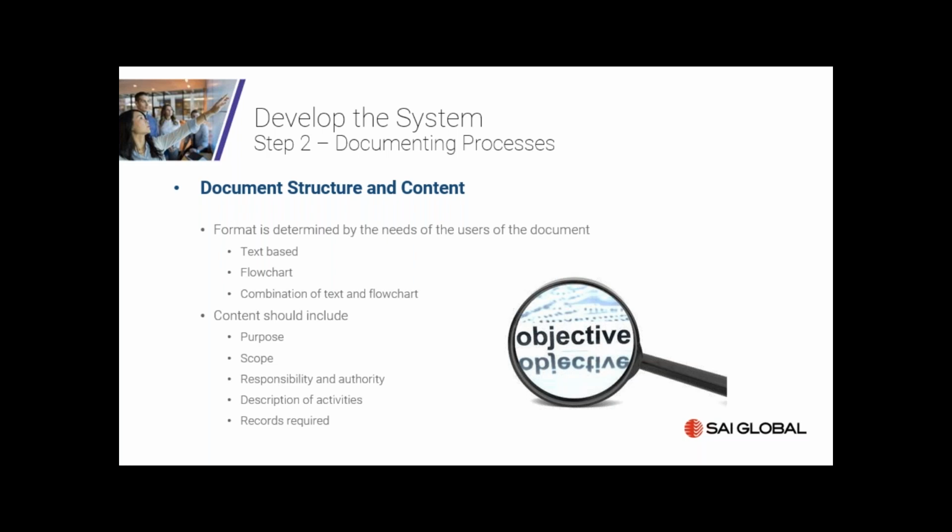However, as a minimum, a documented process should include the purpose, so we know why we're doing it, the scope, which is the limits of where it starts and finishes, responsibility and authority, description of the activities, and the records that are required to be kept.